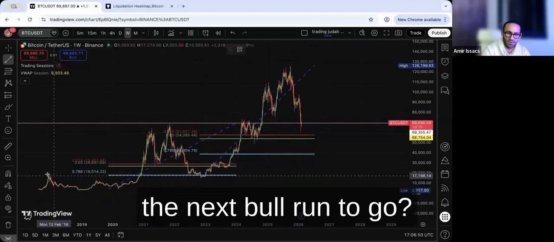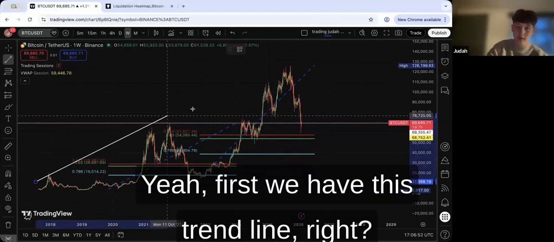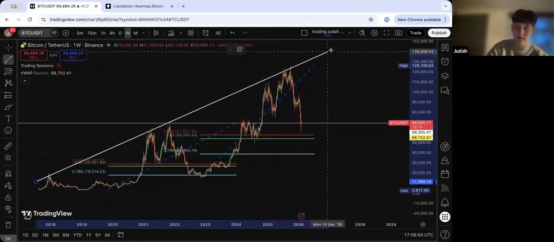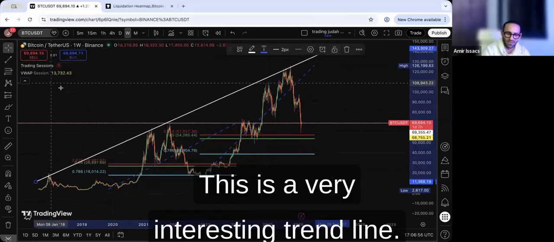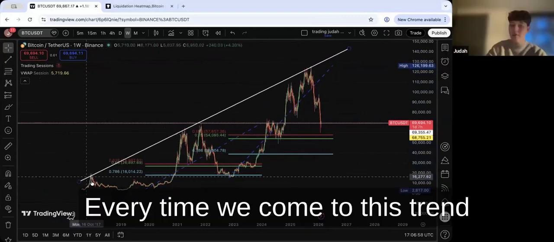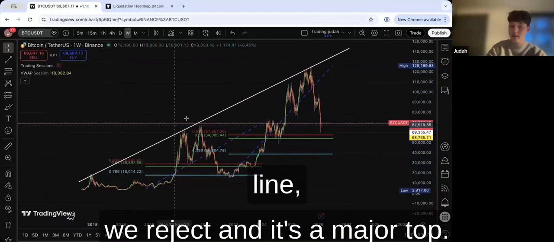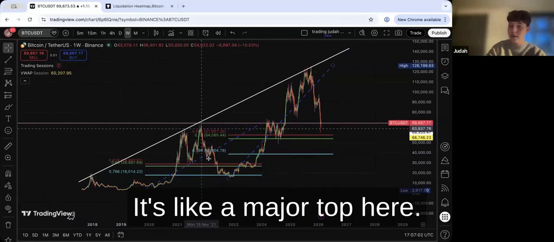Where do we predict the next bull run to go? Yeah, first we have this trend line, right? This is a very interesting trend line. Every time we come to this trend line, we reject. And it's a major top. It's like a major top.